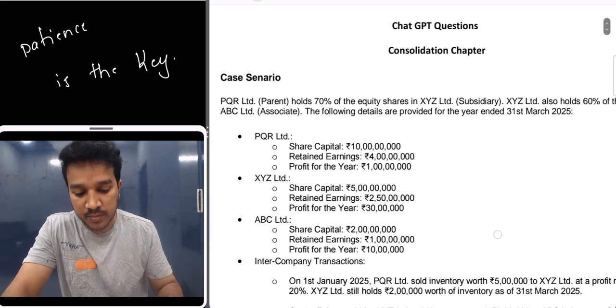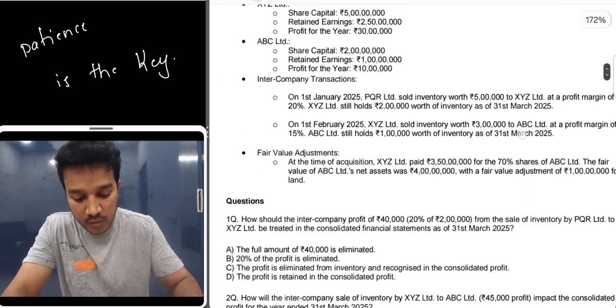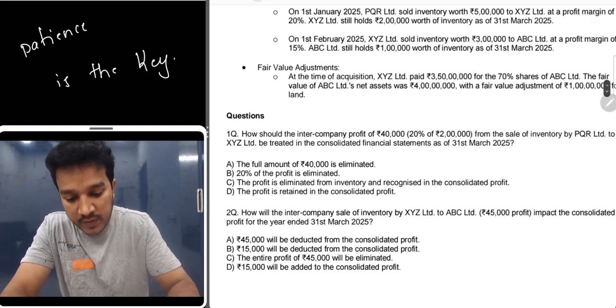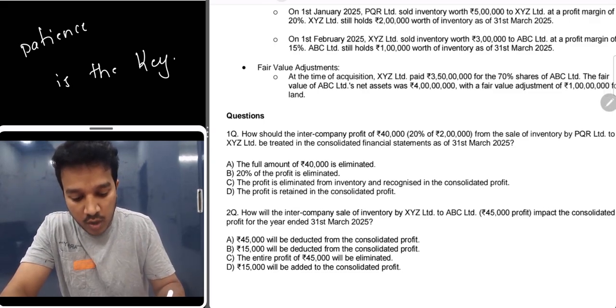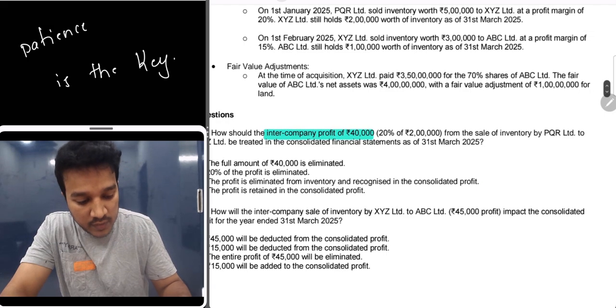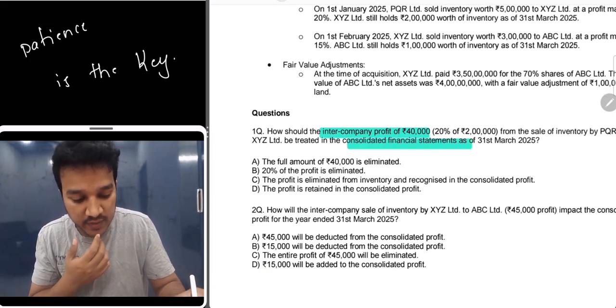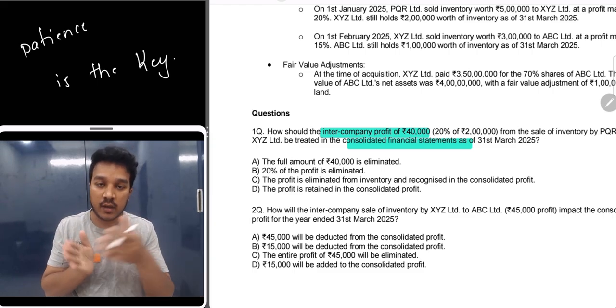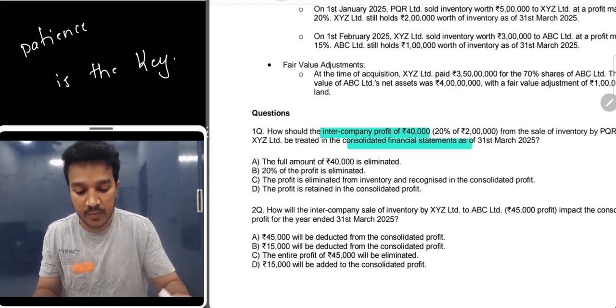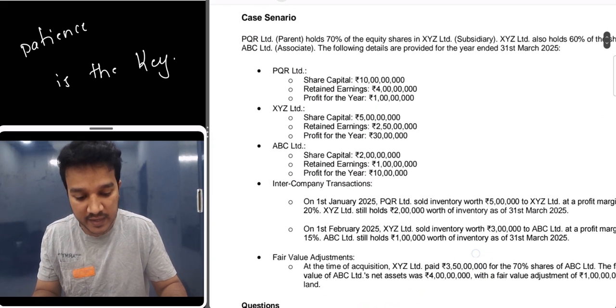So let's get started. So first we'll go and see what are the questions that are given, and then we will try and figure it out. So how should the intercompany profit of 40,000 from sale of inventory by so and so be treated in the consolidation financial statement? Here they are talking about intercompany sales, okay, about inventory. Okay, so let's see where that is given.